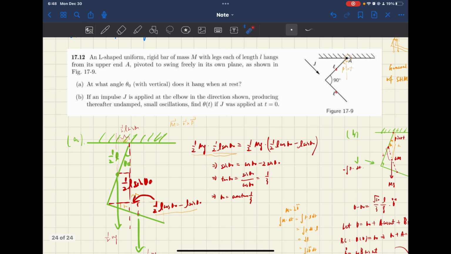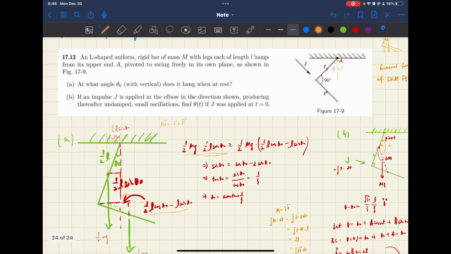If an impulse J is applied at the elbow in the direction below, so here is the elbow. Okay, so an impulse is applied here. It produces undamped small oscillations. So we're finding the expression for theta after the impulse is applied.